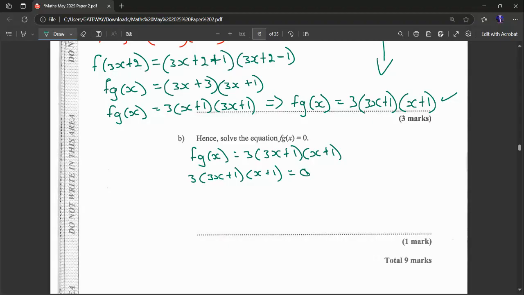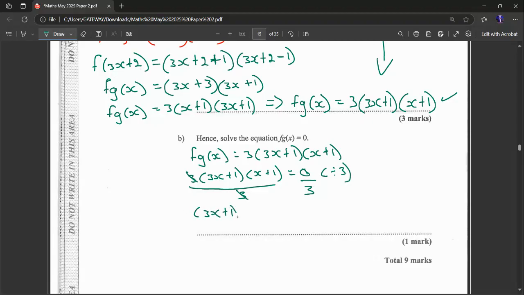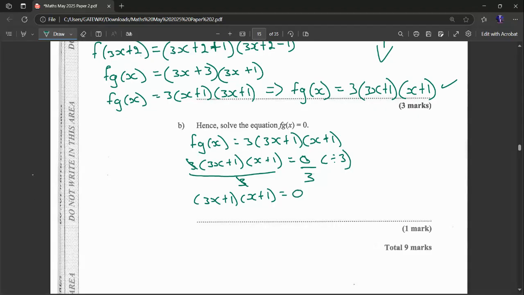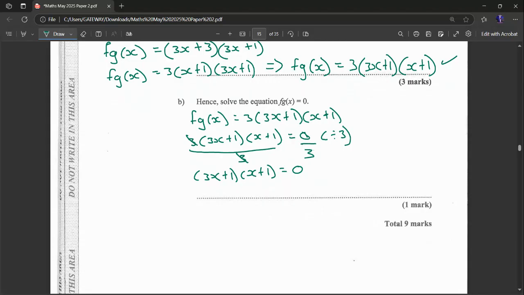So what I can do here, I can carry across the 3 and divide. 0 divided by 3 is 0. So I will get rid of that 3 in front of the bracket there. Or I can just divide both sides by the number 3. Right? Whatever I do to the left hand side, I must do to the right hand side. And then the 3 cancels off. So I remain with 3x plus 1 times x plus 1 is equal to 0 divided by 3, which is 0. So I have the product of two expressions equal to 0. That means each expression should be equal to 0, and then I can solve for the x values.